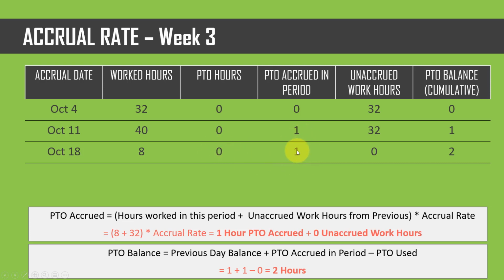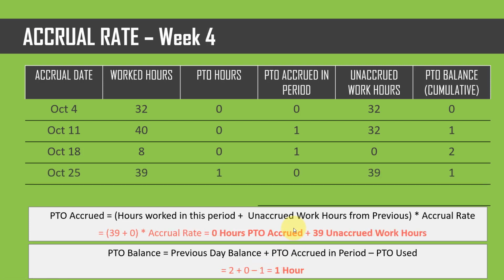Now what happens to the PTO accrued? The formula is the same. We take the 8 hours of work for this period plus 32, which was unaccrued previously, and now we get 40. 40 hours means 1 hour of PTO, and the unaccrued becomes 0 because there's nothing more than 40 totally. And so we put 0 here, we put 1 here, and then the balance calculation is nothing but 1 from the previous week plus what was accrued this period, which is 1, no PTO used, becomes 2 hours. So we arrive at a 2 hour balance.